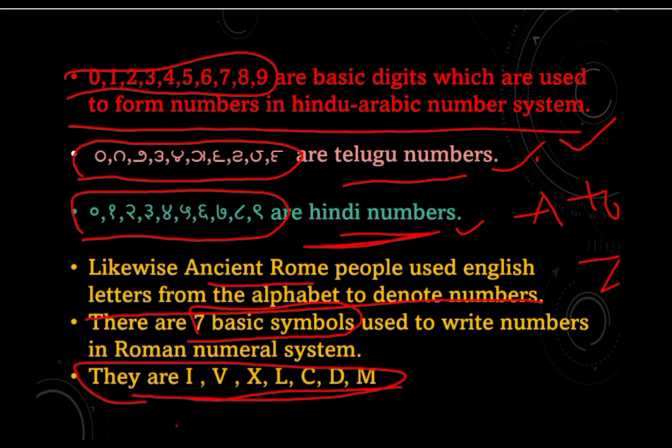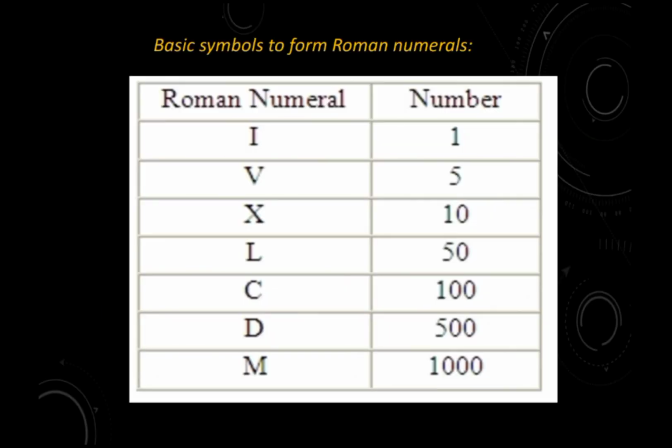Okay? Have a look here. I is equal to 1. The value of I is 1. And the value of V is 5. The value of X is 10. The value of L is 50. The value of C is 100. The value of D is 500, and for M it is 1000.